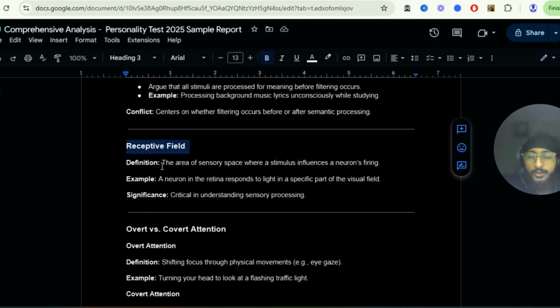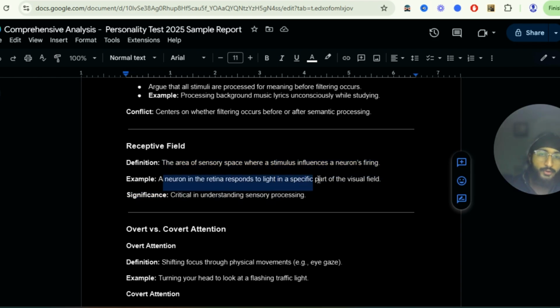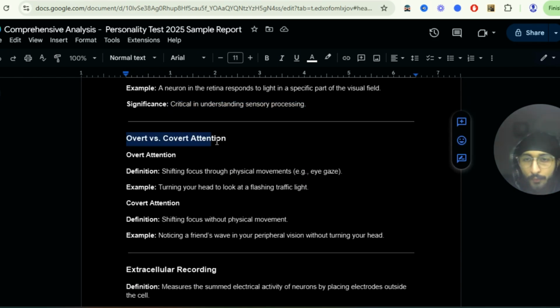Receptive field definition: the area of a sensory space where a stimulus influences a neuron's firing. Example: a neuron in the retina responds to light in a specific part of the visual field, critical in understanding sensory processing. Now, overt versus covert attention.